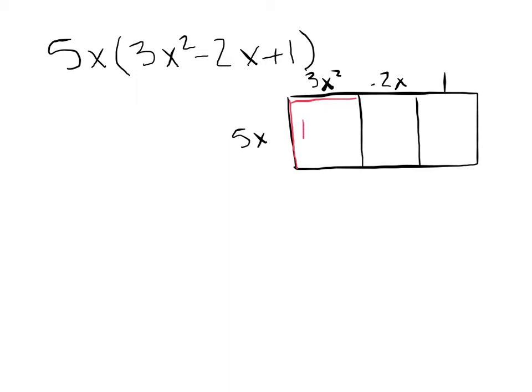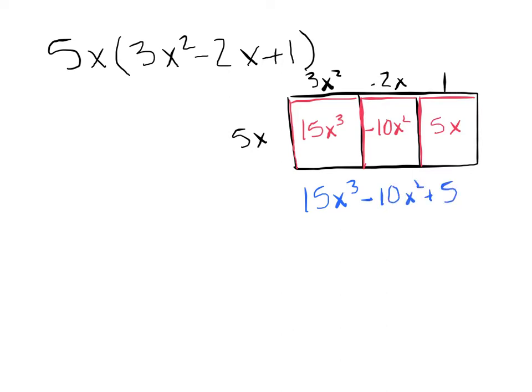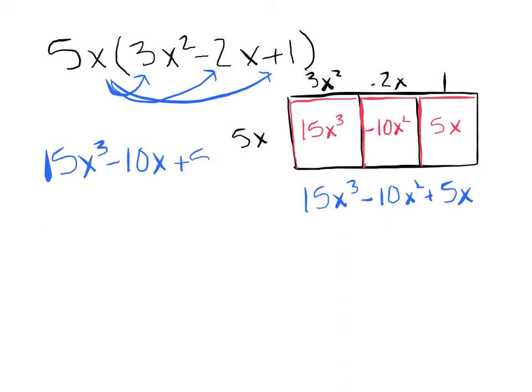The first one is 15x cubed. The second one, negative 10x squared. And the third one, 5x times 1, is just 5x. So when you put these all together, you end up with 15x cubed minus 10x squared plus 5x. We cannot add those together because the variables and the exponents are not exactly the same, so that's our final answer. If you were to do this without the area model, you would just distribute into each of those 3 things. So we would get 15x cubed minus 10x squared plus 5x.